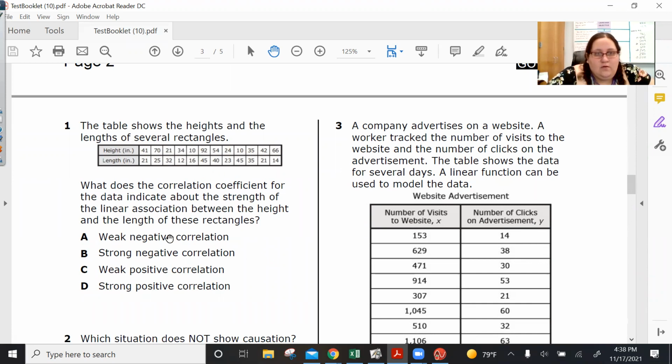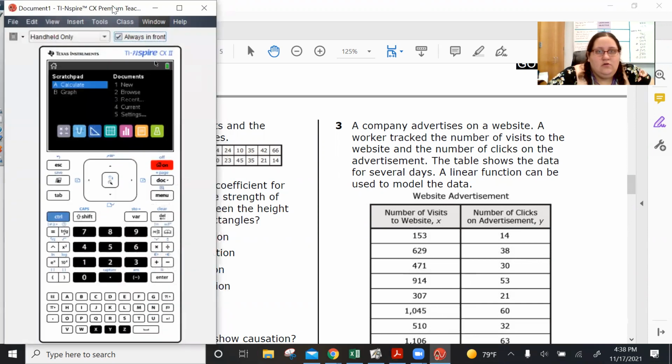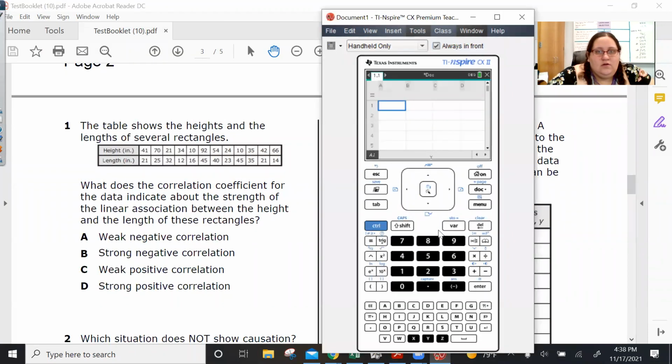So we know that we're talking about correlation coefficient, so we need to do linear regression. To do that, we're going to go to List in Spreadsheets. I'm going to put X in the A box, Y in the B box. Type in all your X values, which is your top row: 41, 70, 21, 34, 10, 92, 54, 24, 10, 35, 42, 66.